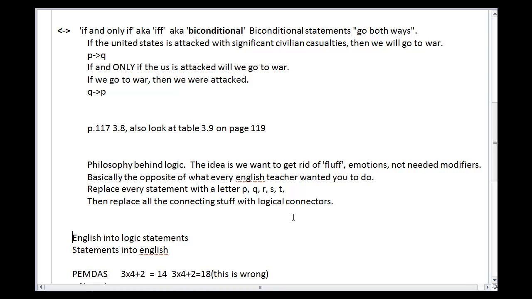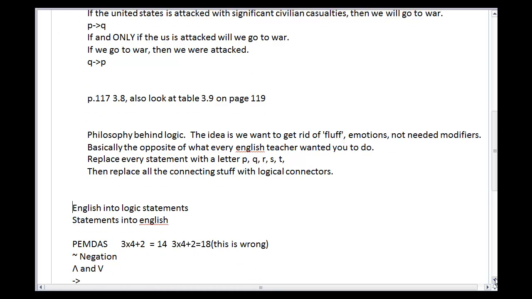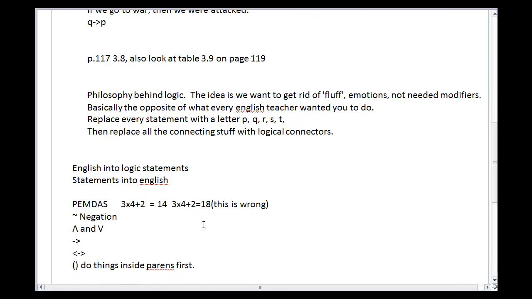So the first thing you do is replace every statement with the letter P, Q, R, S, or T. One of those letters usually we seem to use. Then you replace all the connecting stuff with these logical connectors. There's two ways we can do this. You can either turn an English statement into a logic statement, or you can turn logic statements back into English. So I want you to remember your order of operations in math.